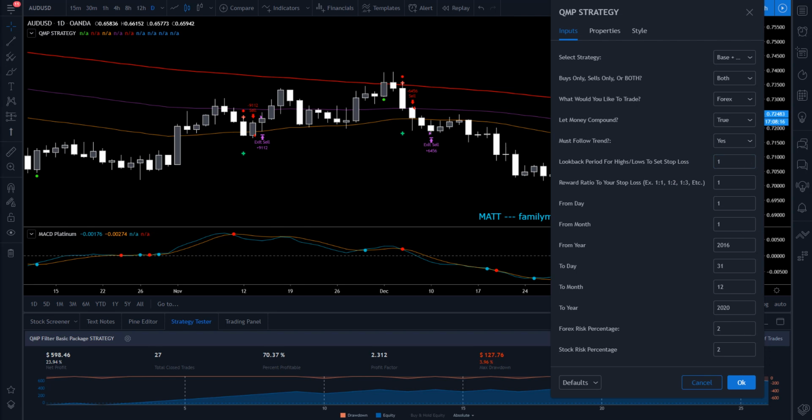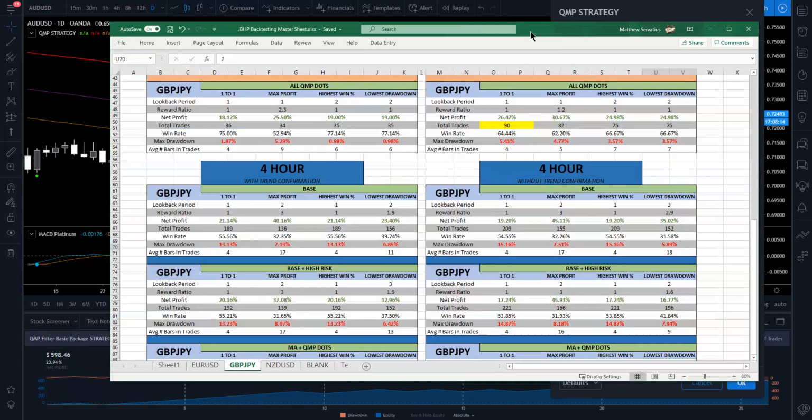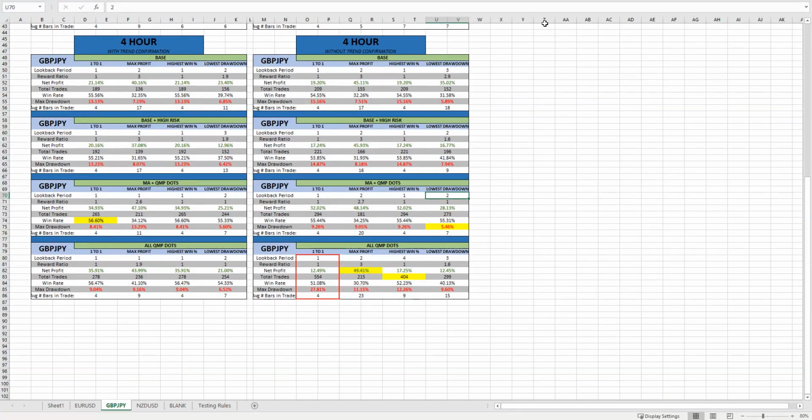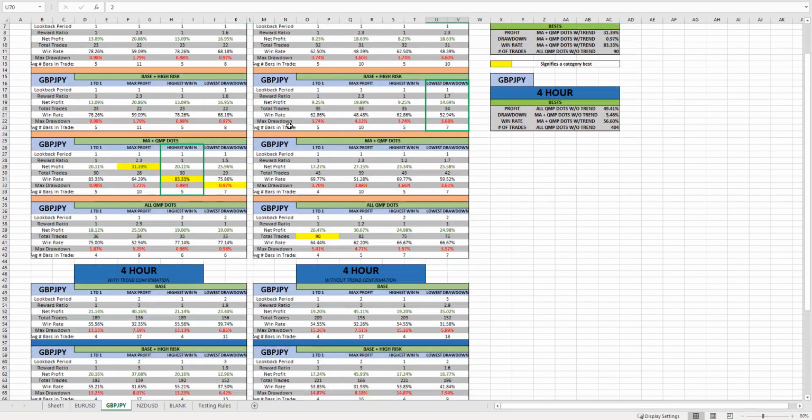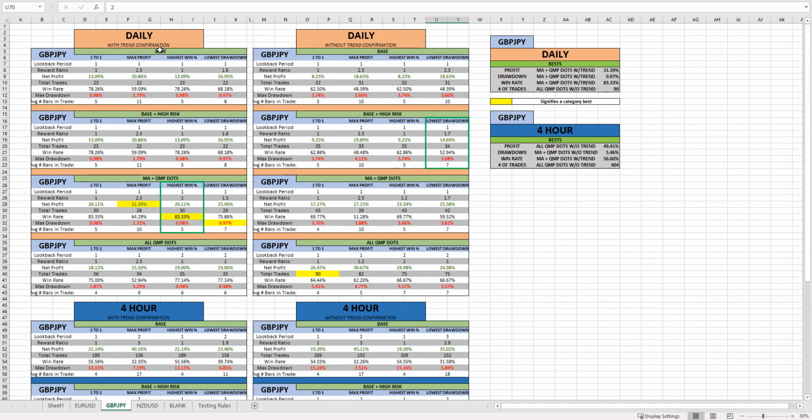This is an example of the pound yen. I give this to some of my clients who want some information as far as backtesting. And I've gone through and this is the examples that I'm talking about. I went with different time frames and different setups, whether it's the base, the high risk, the QMP dots, all dots, you name it. Different look back periods, different reward ratios, and I've recorded what the profit, the total trades, the win rate, and the drawdown was to find the most successful setups.